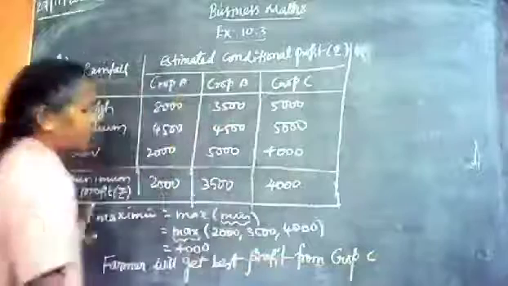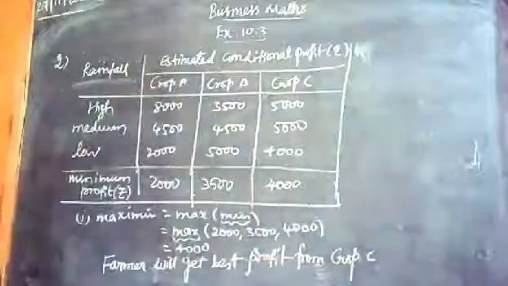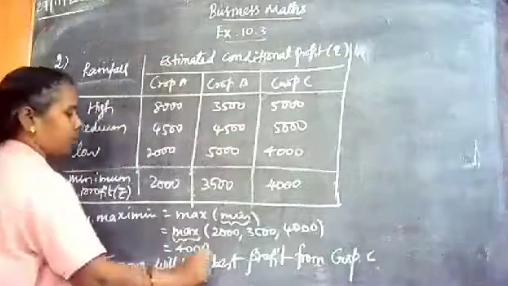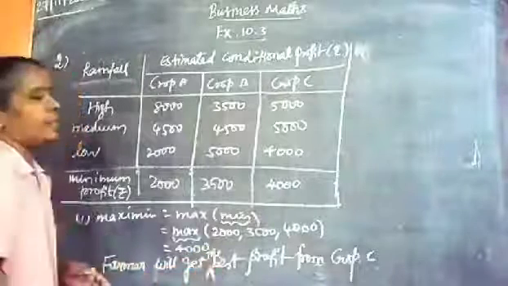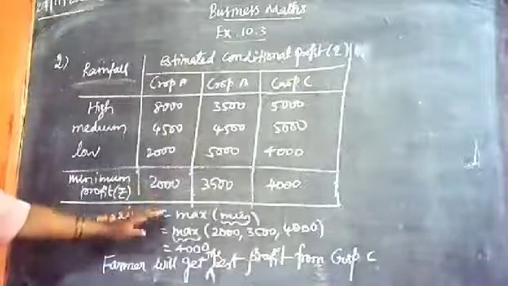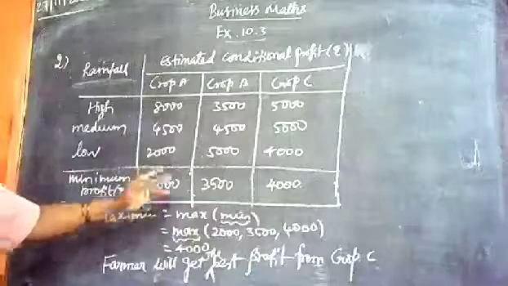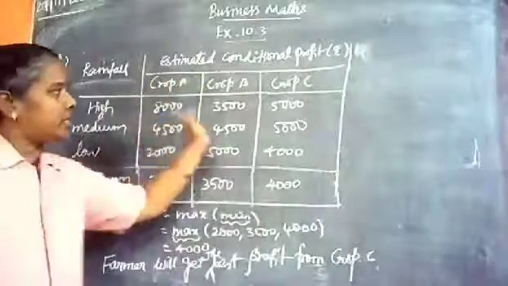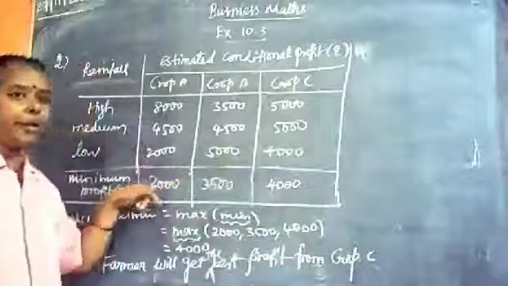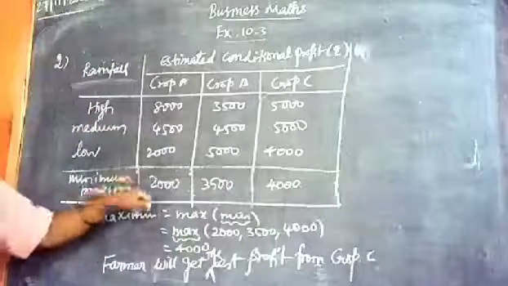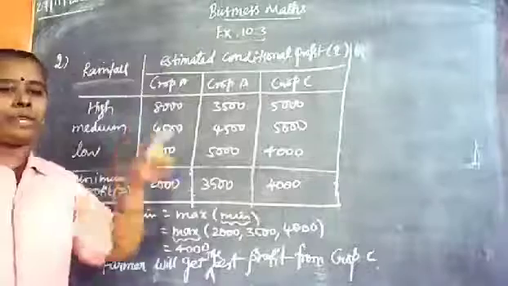This is the way to give your answer: the farmer will get the best profit from crop C. This is the way to give your answer, children. It is not like subdivision 1 and not like your example problem. This is different because you are finding for the proper crop in the horizontal row. Be careful when you are doing this problem. This is a different problem out of the examples and exercise.